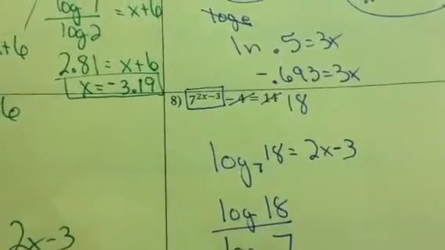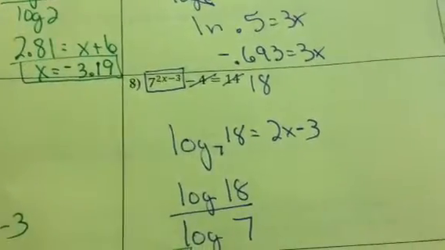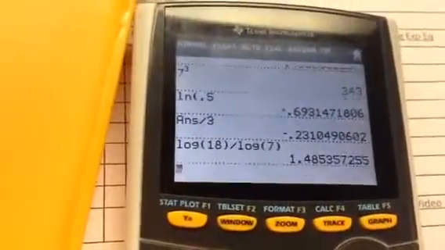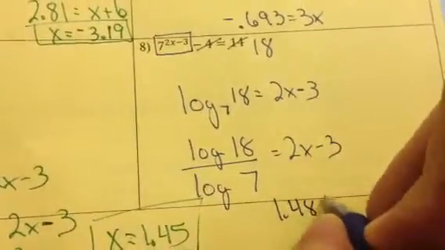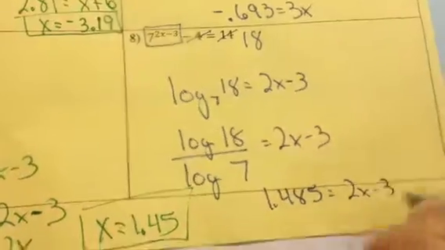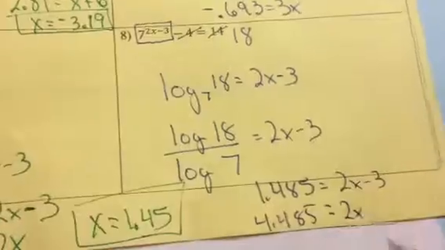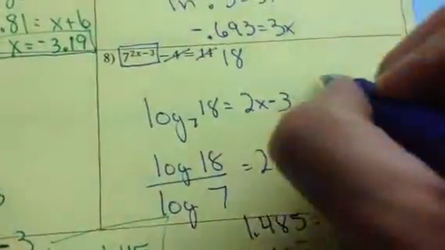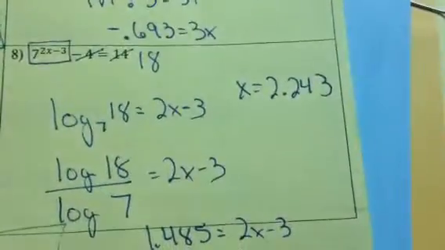So when you type it in, just so you can see what that looks like, looks like that. And I get 1.485. So 1.485. And now to get x by itself, I'm going to add 3 to that, which gives me this. And then I'm going to divide by 2. So once I do that, I get about, rounding to 3 decimals, 2.243. Oops. And that's it. That's the second video.